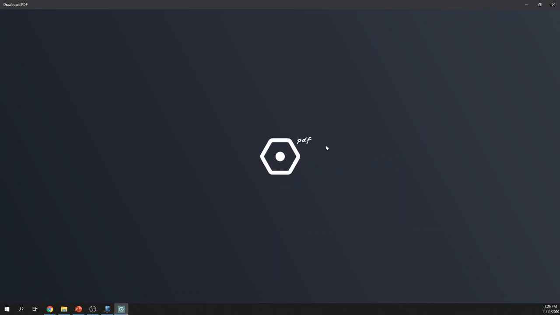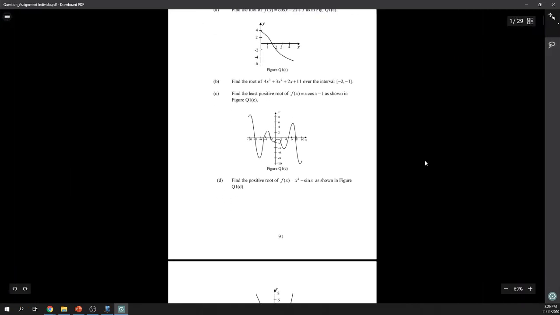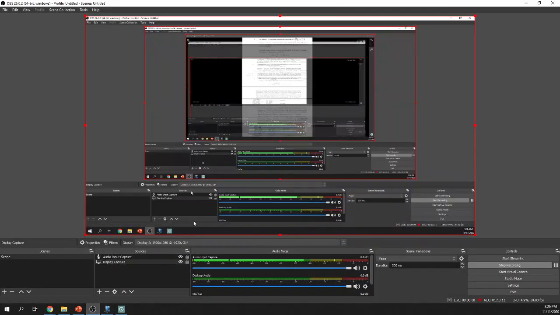Ada apa-apa soalan? Tak ada. Okay, tak ada. So bila tak ada, saya yang ada. Tu bahaya dia. I think saya stop recording dulu. I think saya stop recording lagi baik.